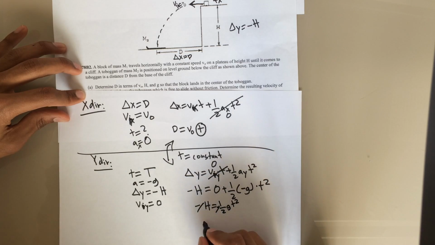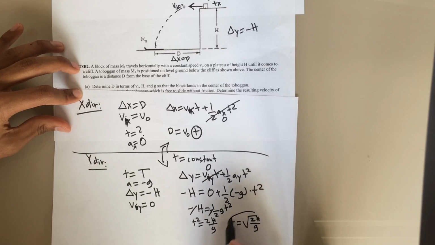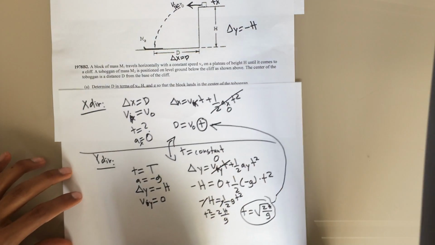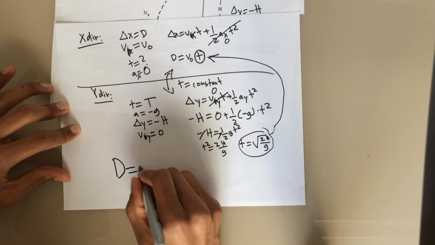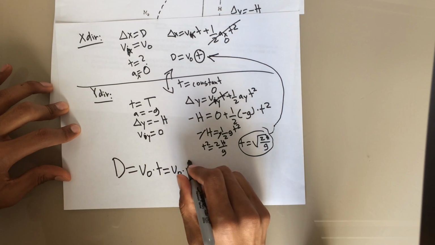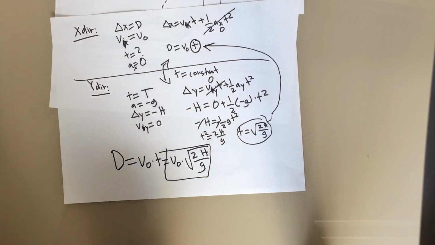The negatives cancel out. So if we solve for t, we get t squared is equal to 2h over g, and then t is equal to root 2h over g. So we have this time now, and we can go ahead and plug that into what we needed. So d is equal to v0 times t, v0 times root 2h over g. That's part A.